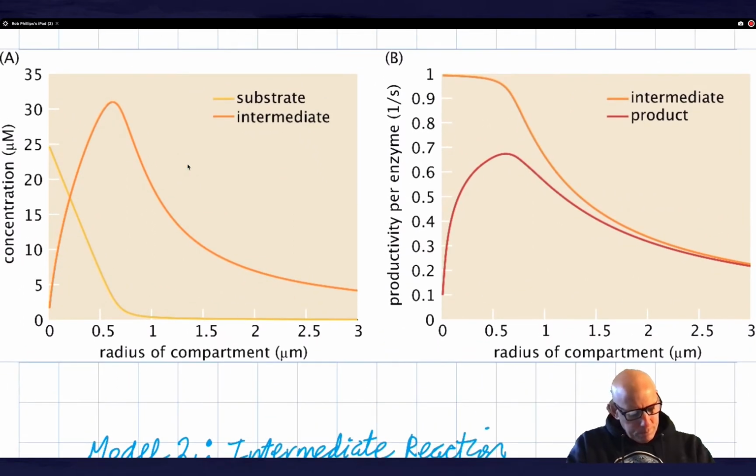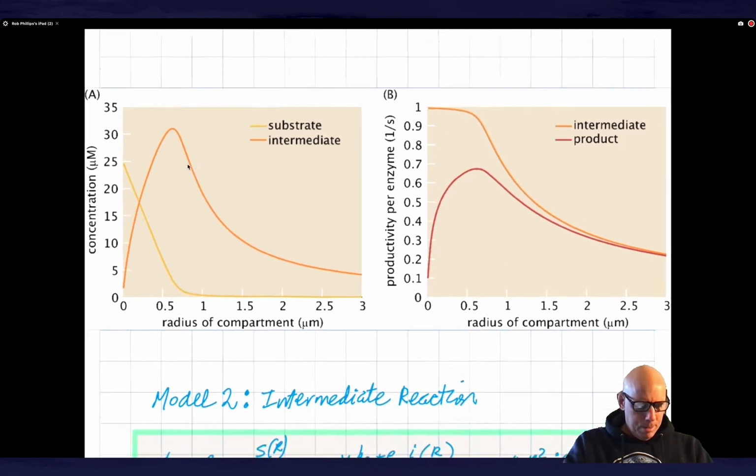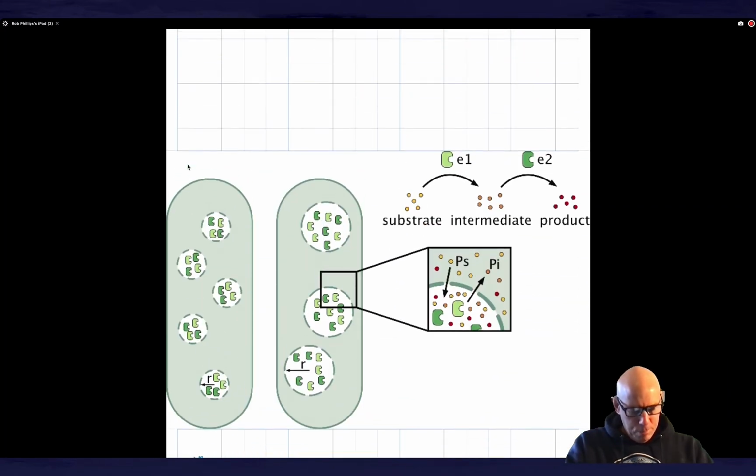And that's what's shown basically here. This curve right here is the concentration of substrate inside of the compartment, and this curve is the efficiency, if you like, per enzyme in the model that I just described. This is a single enzyme model. In other words, I'm not thinking for the moment about enzyme number 2. I'm just saying if I have a single enzyme and I compartmentalize it, it will do worse than if I just left it in free space. And the reason is because I will not be able to keep up with delivering material to the inside of the compartment.